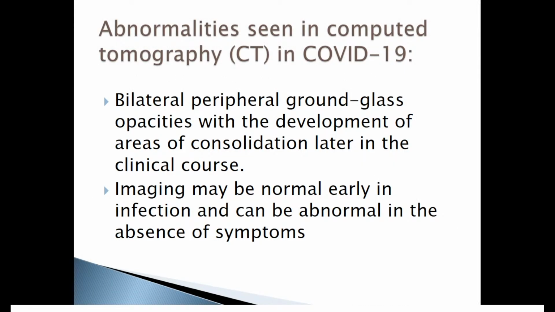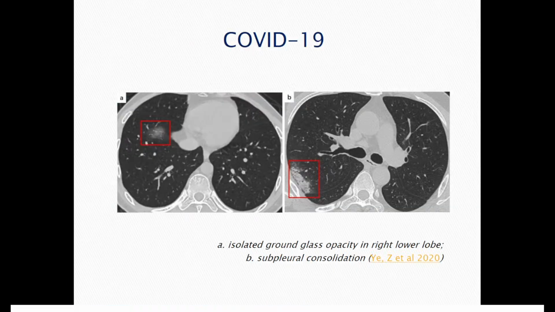What abnormalities are seen in CT scan in case of COVID-19? We already discussed it, I only remind. Bilateral peripheral ground glass opacities with the development of areas of consolidation later in the clinical course. Imaging may be normal early in infection and can be abnormal in the absence of symptoms.